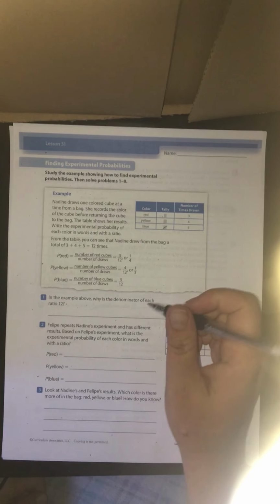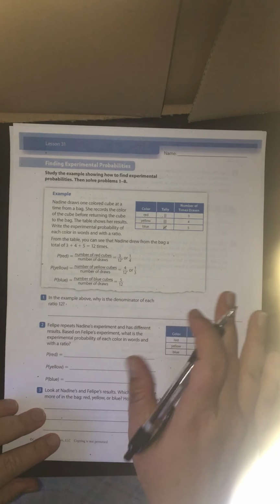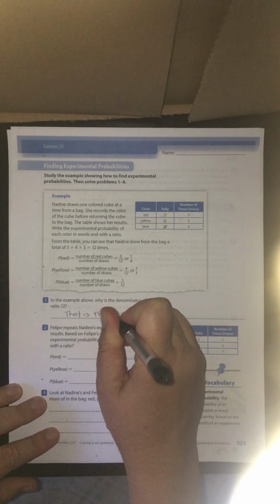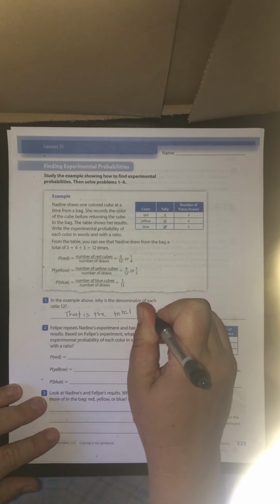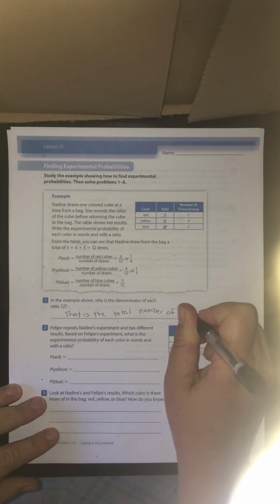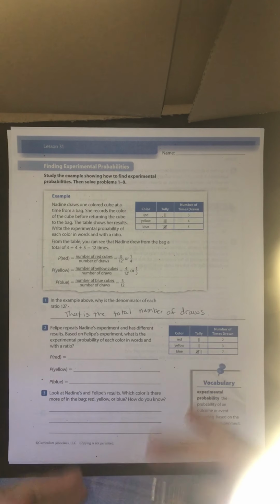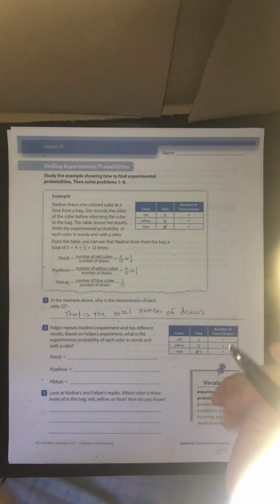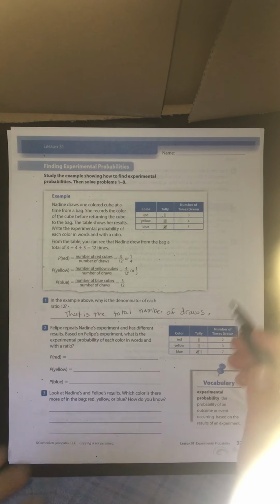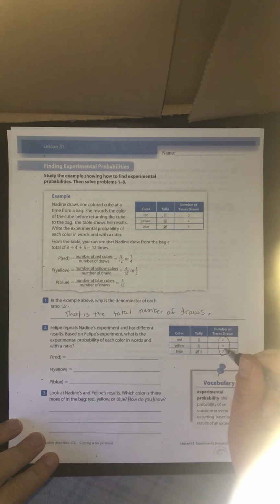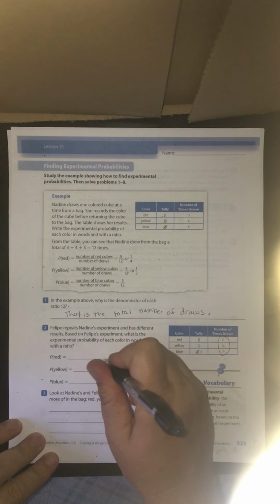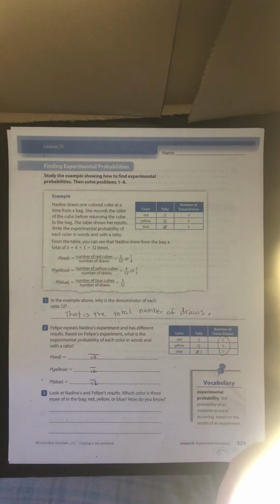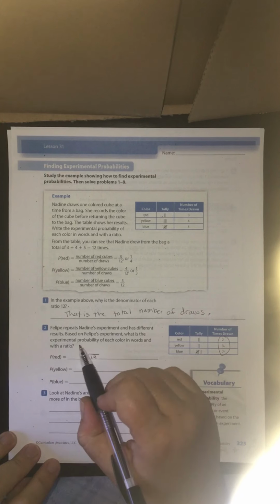So moving on. Why is the denominator of each ratio 12? That is the total number of draws. Whenever you start seeing numbers, you're going to get like me, where you see them and you're like, okay, I need to automatically add these up. I need to figure out what the denominator is. So I'm already looking over here. I'm already going to add them up. 10, 11, 12. So my bottom is always going to say 12. 12, 12, 12.